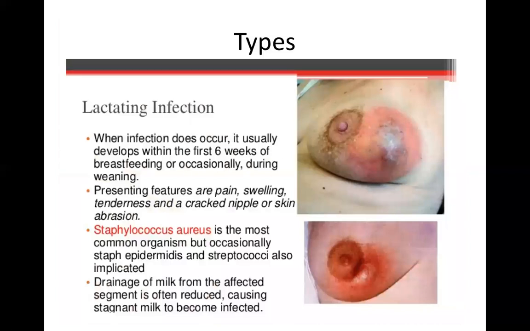Well, the breast abscess can be because of lactation. It can occur in the lactation period. We call it a lactating infection. It usually occurs within the first 6 weeks of breastfeeding, and it presents as pain, swelling, tenderness, or a cracked nipple or skin abrasion. Staph aureus is the most common organism, but Staph epidermidis and streptococci can also be present.